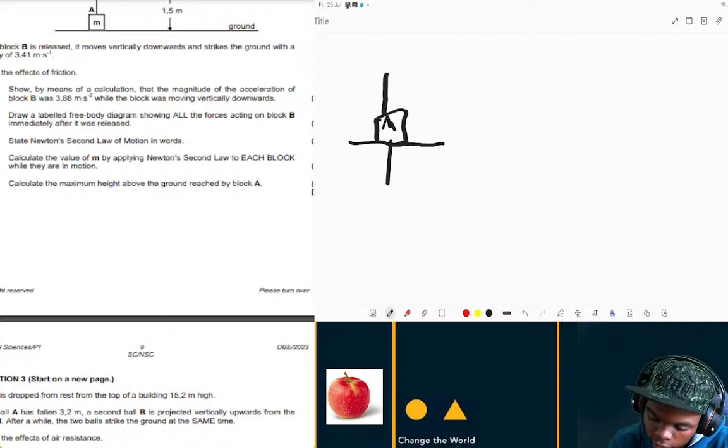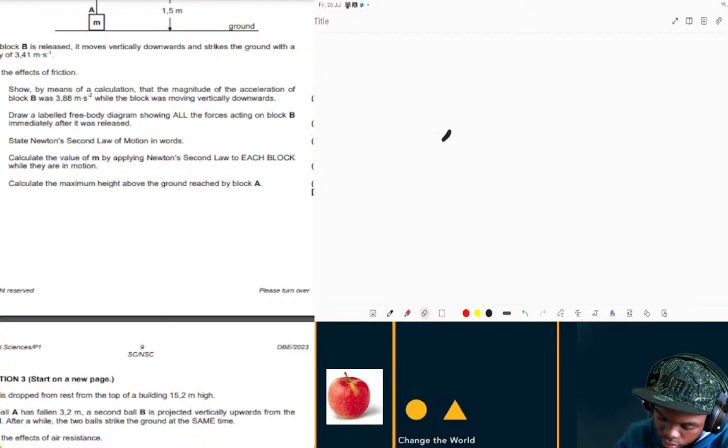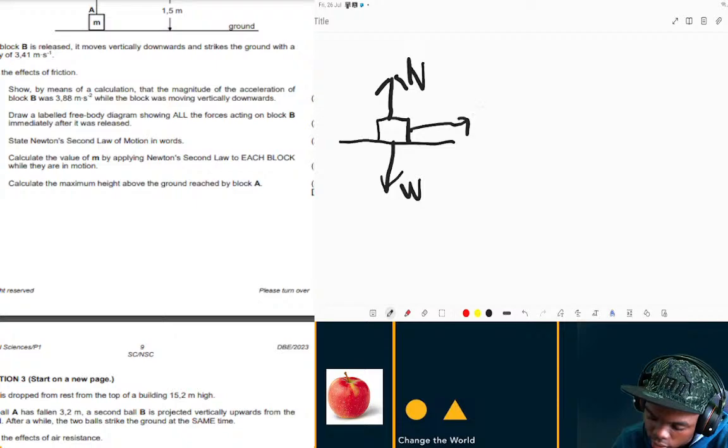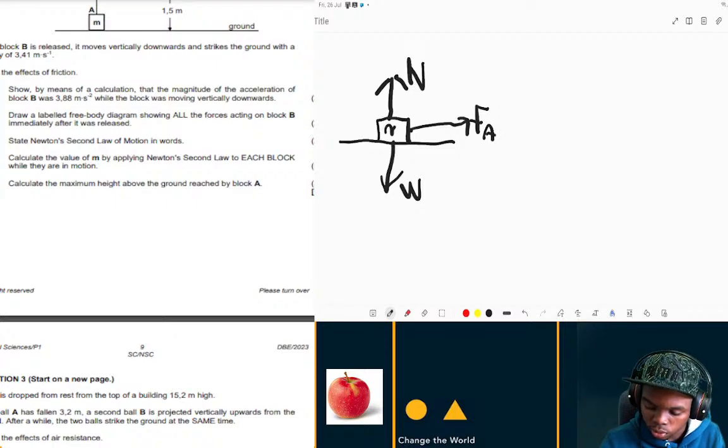Obviously I will have the normal force, I will have the weight, and let's say it's being pulled. So we'll have the normal force, we'll have the weight, and we'll have the force that's pulling, the force applied, pulling the object. So this will give mass m.